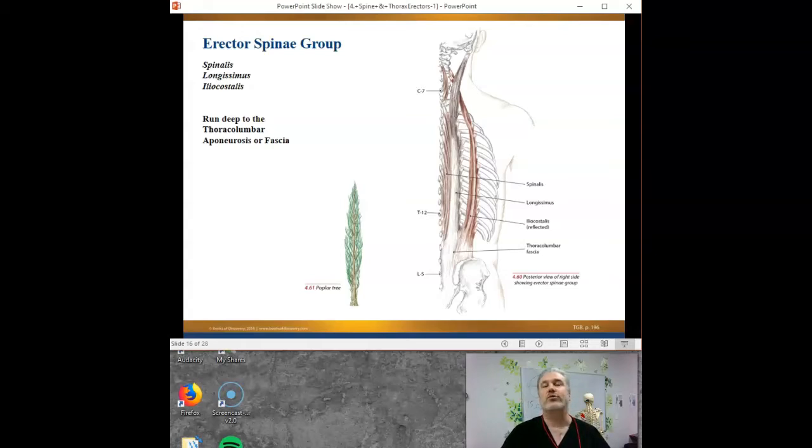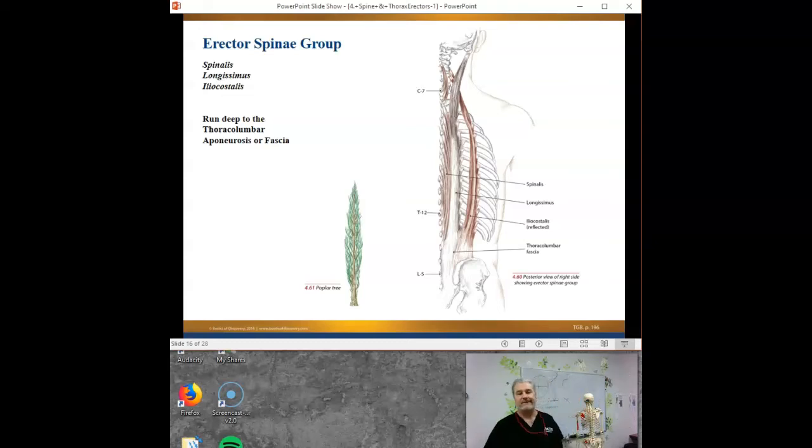The fact that this group is called the erector spinae group is because it keeps you erect. It's meant to pull my spine back and keep me erect. So what do you guys suppose is the main action of these muscles? Anybody? Extension of the back. Yep, extension of the spine. Beautiful.